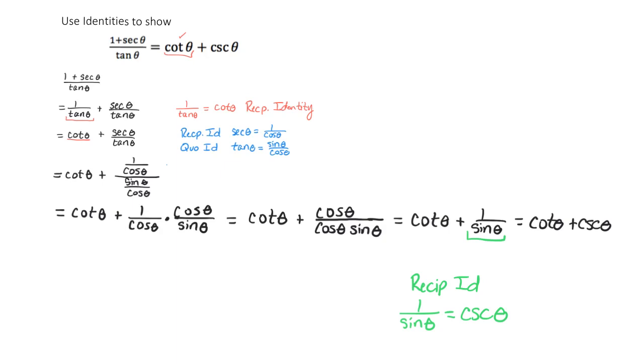Okay, walking through my steps a little bit, I did keep, change, flip. So cotangent plus 1 over cosine times cosine over sine. I multiplied these two fractions, so that left me with cotangent plus cosine over cosine times sine. I saw the common factor in this fraction, so I simplified to cosine of theta plus 1 over sine of theta. And then 1 over sine of theta is a reciprocal identity, can be replaced with cosecant of theta. So I replaced 1 over sine of theta with cosecant of theta. So that again was leaving me with cotangent of theta plus cosecant of theta.